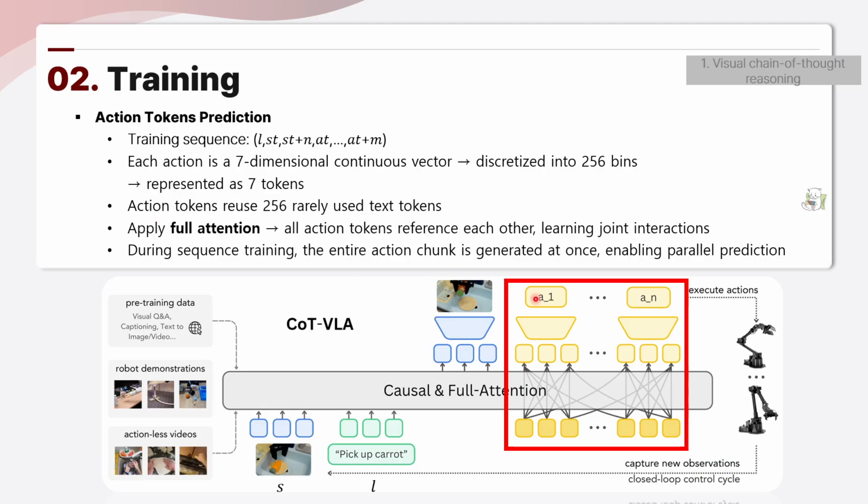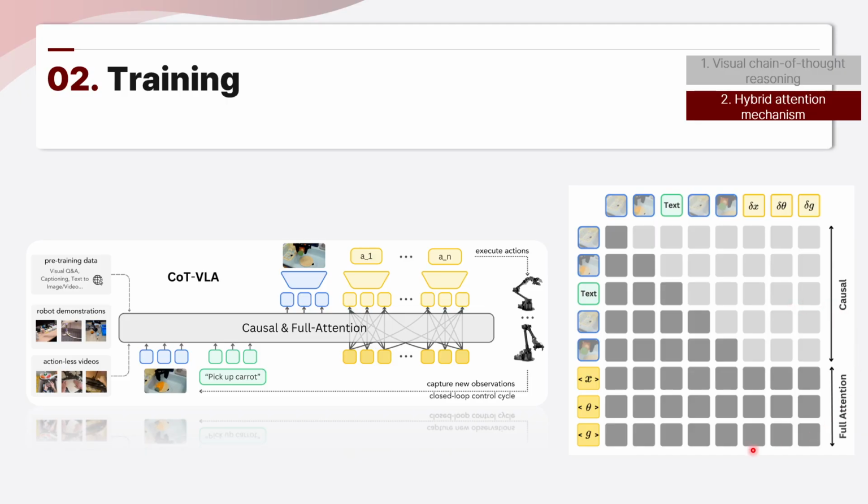Now, as you can see in the figure, when generating one action, the model also refers to the other action, like this. This allows it to capture the interactions across different joints. Finally, during sequence training, the entire action chunk is generated at once, which enables parallel prediction. This hybrid attention mechanism for learning both images and actions is the second contribution of this paper.